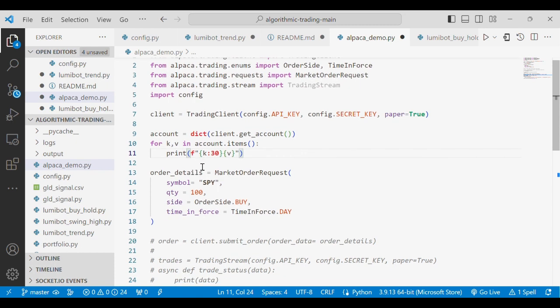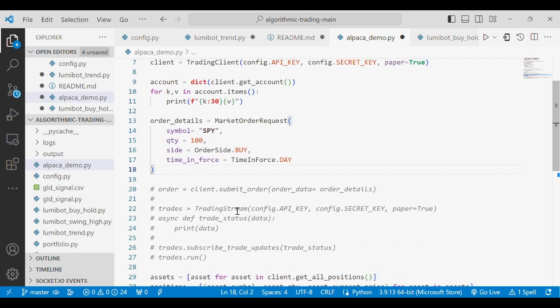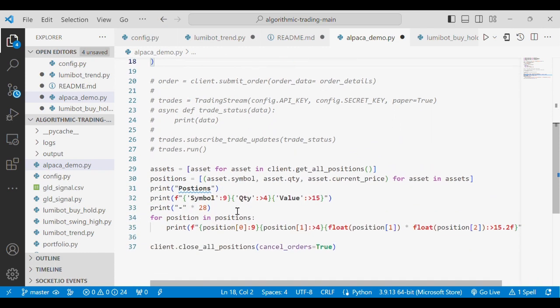So next, what we have done, we have created a market order. So here we have created a market order for buying 100 shares of SPY symbol, you can give anything, with a day time in force, and then for client submission we have commented this.